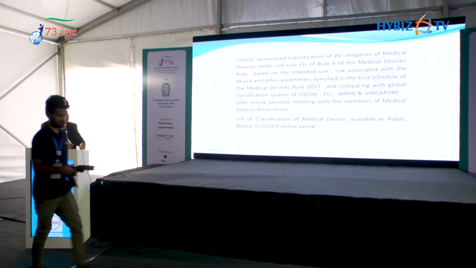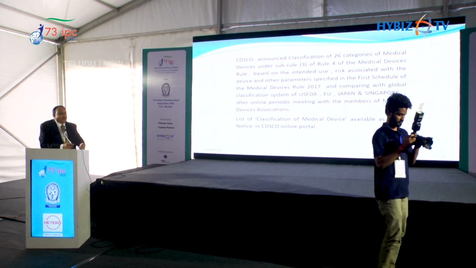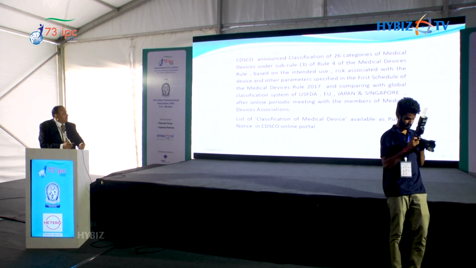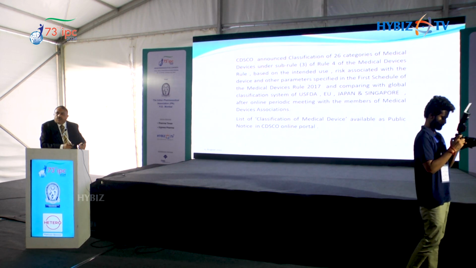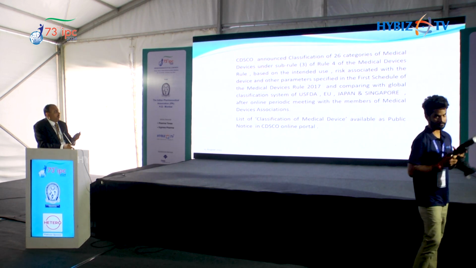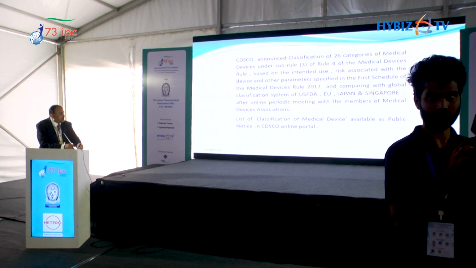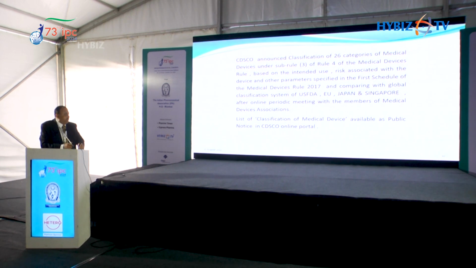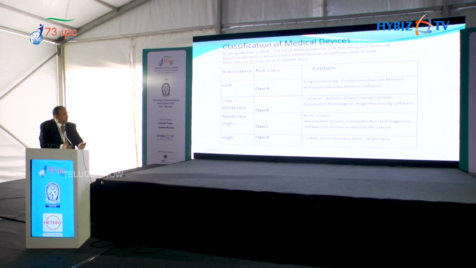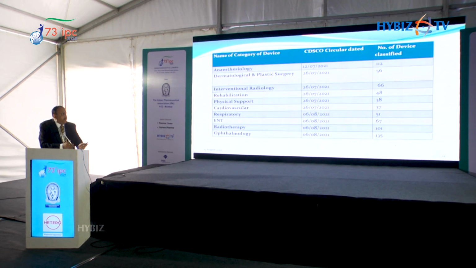CDSCO, based on the risk associated and intended use of the medical devices, has classified them under sub-rule 3 of rule 4 of the Medical Devices Rules. A total of 26 categories of medical devices are classified, and the list of classification of medical devices is already published on the CDSCO online portal. These are the criteria for the classification of medical devices. Medical devices are classified based on the risk associated with the devices. These are the different categories and the number of devices classified, a total of 26 categories.